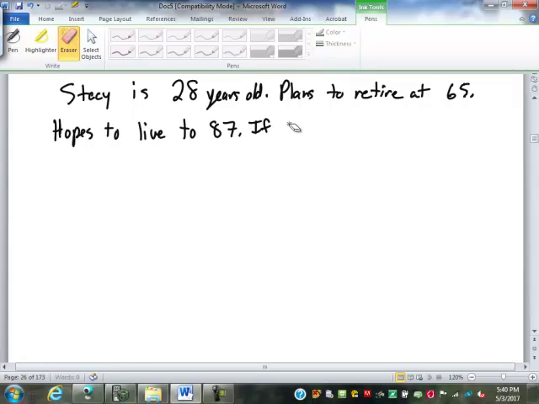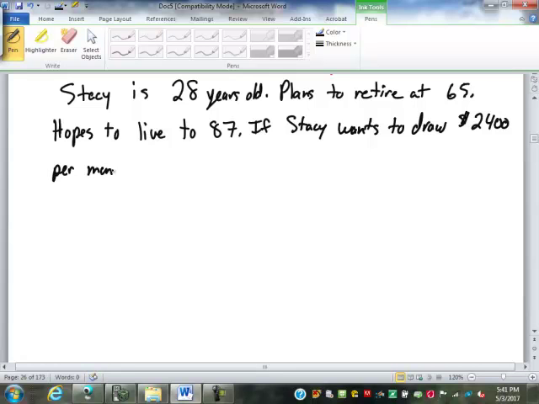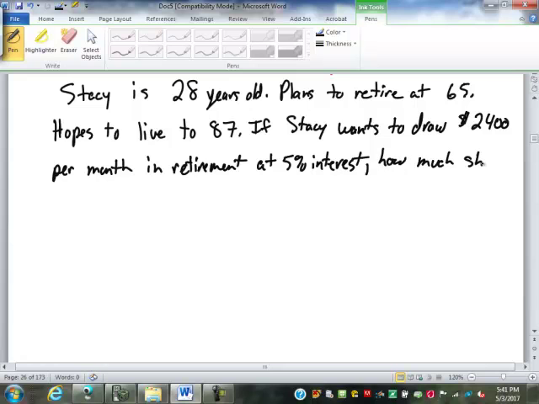If Stacy wants to draw $2,400 per month in retirement at 5% interest, how much should Stacy invest each month at 9% interest?